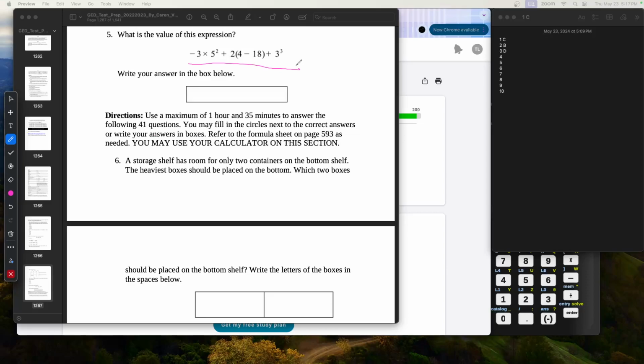Okay. Yeah, definitely. This is the hardest question out of the no calculator section, so it's okay if you're struggling a little bit, right? Let's break it down.